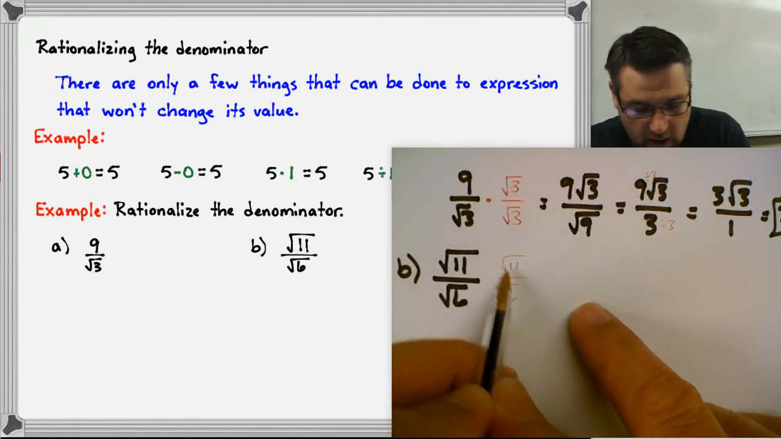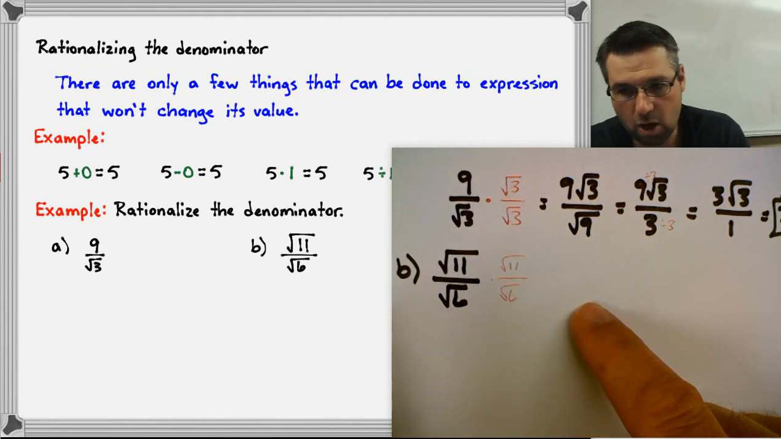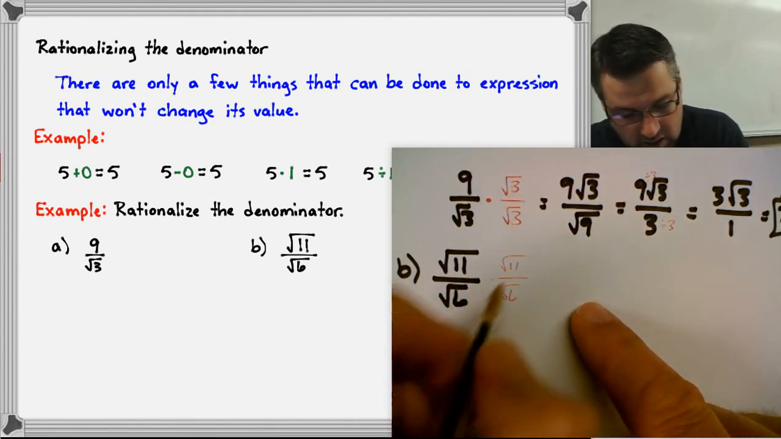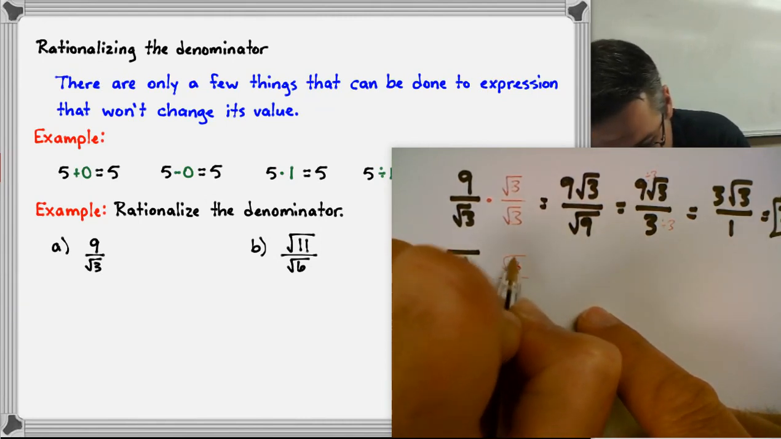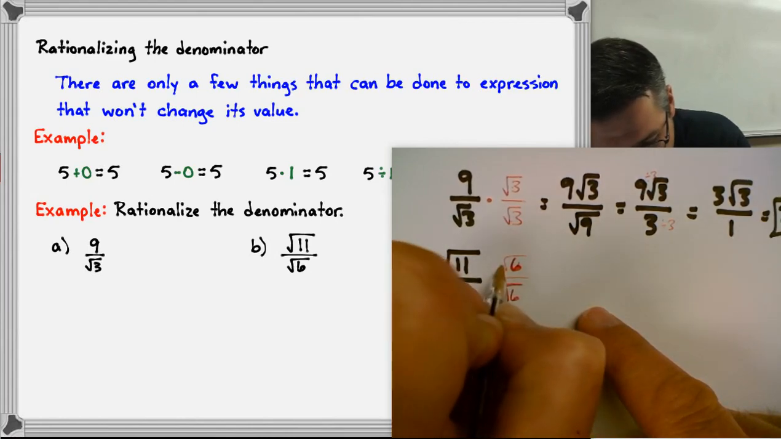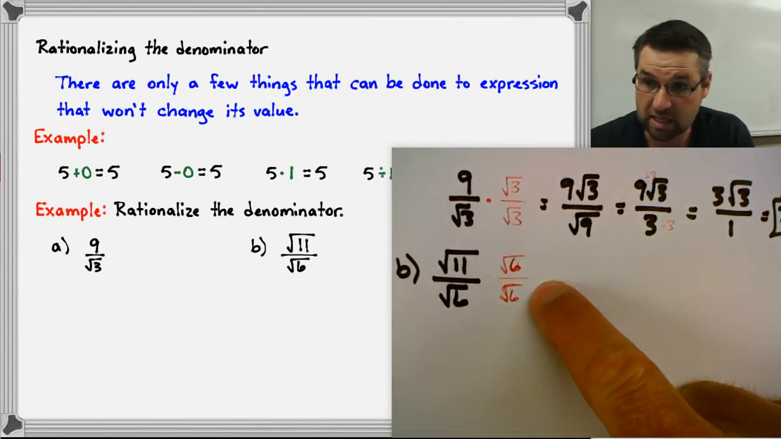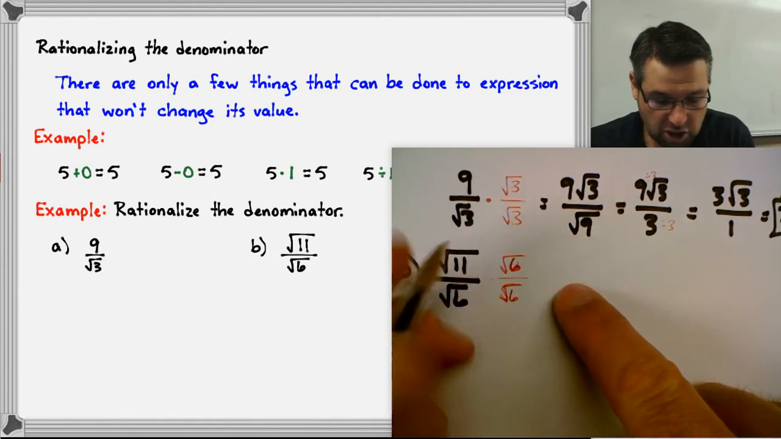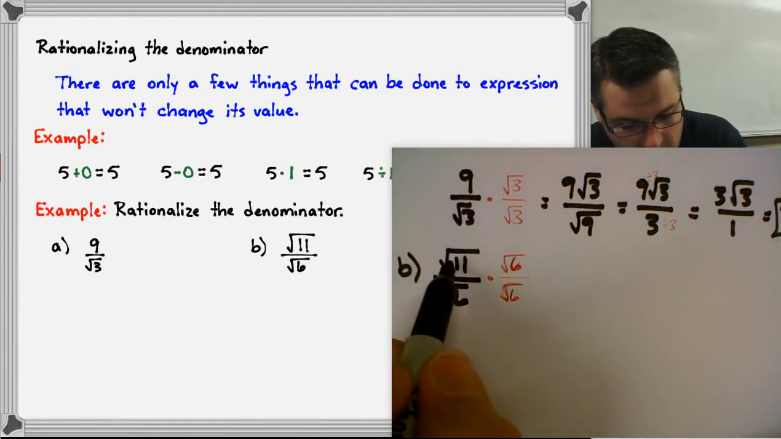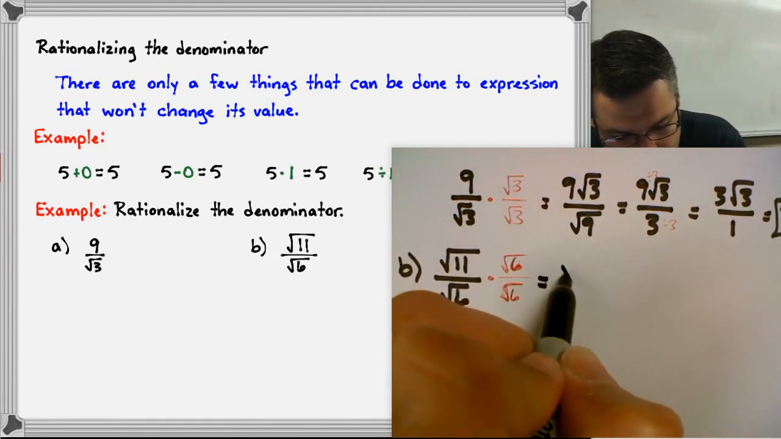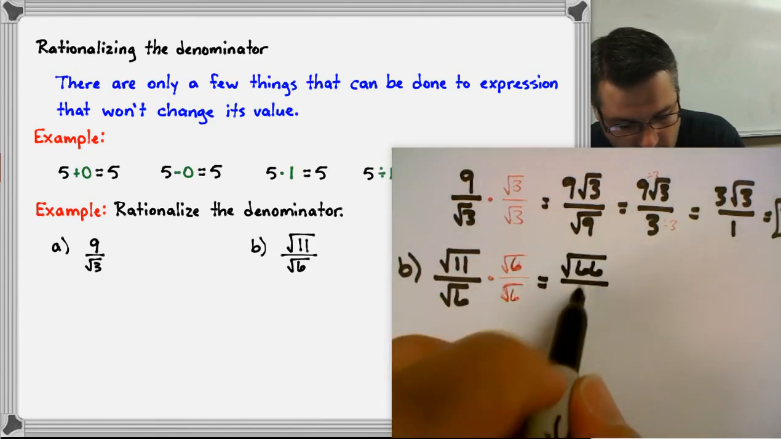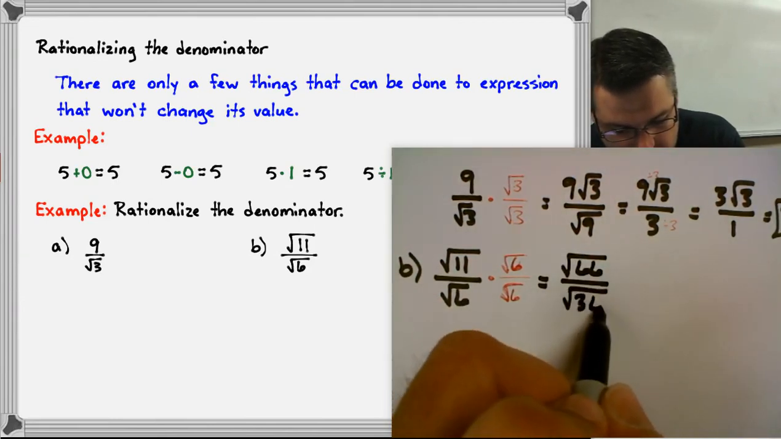Do we want it to be radical 11 over radical 11? No, because we're trying to get rid of the radical 6. The problem is the radical 6. So we're going to multiply the top by radical 6 and the bottom by radical 6. And so we can see that radical 6 divided by radical 6 is 1. So we are not changing the value, we're just changing the way it looks. So on the top, the radical 11 times the radical 6 is radical 66. And then the radical 6 times the radical 6 is radical 36.